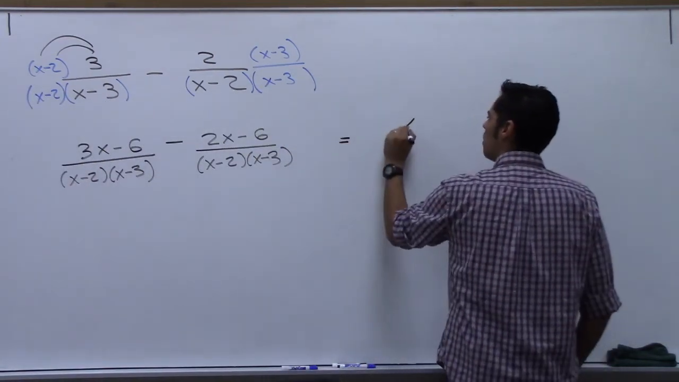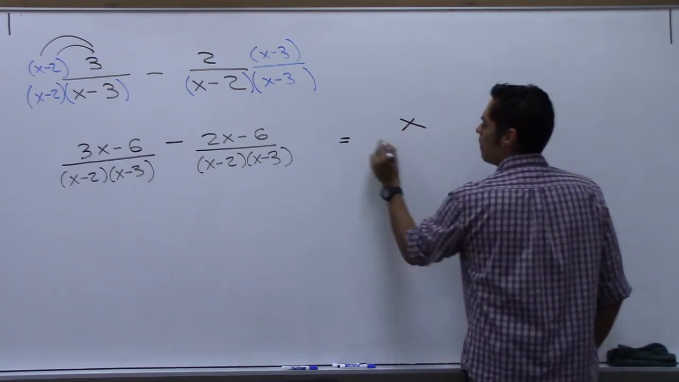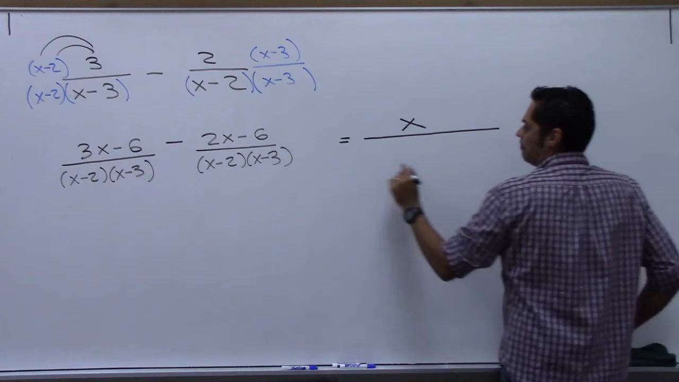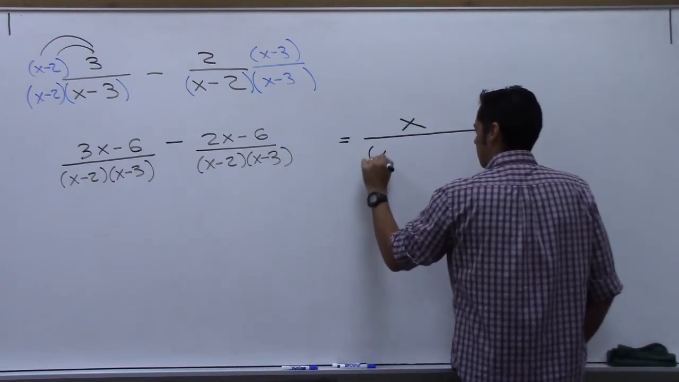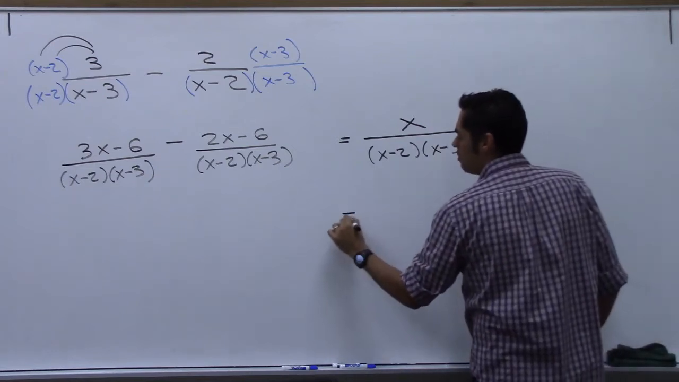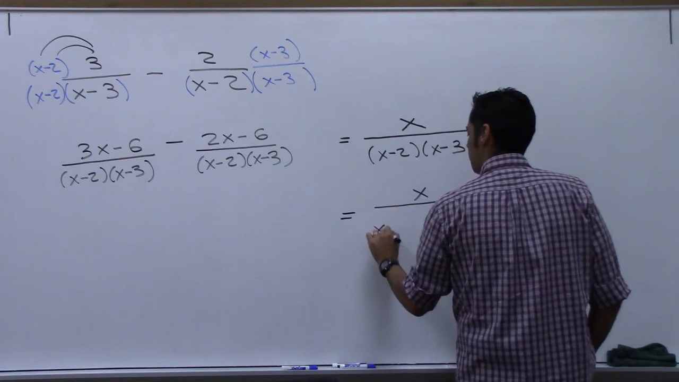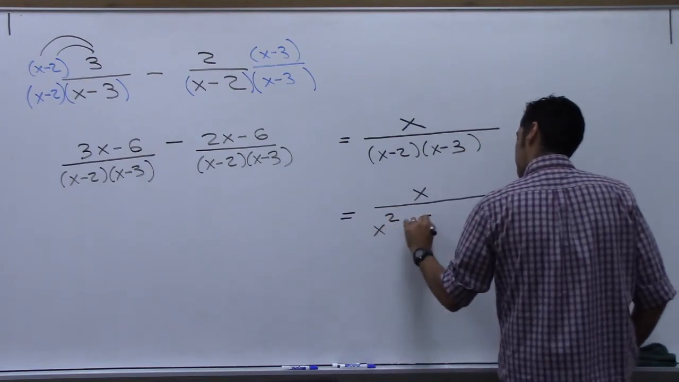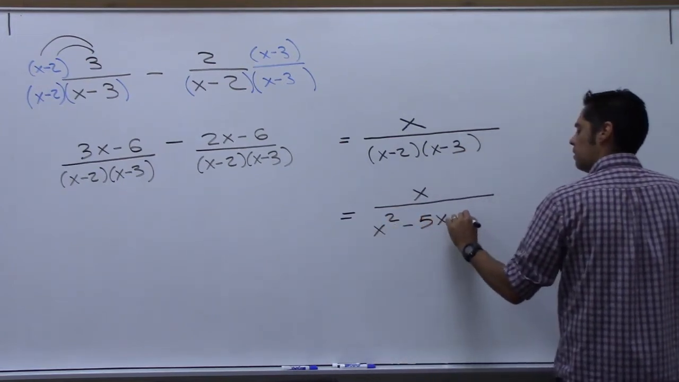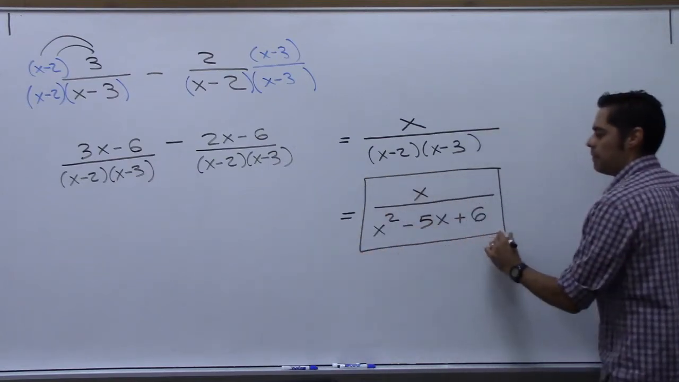Just an x is left on top, that's it? Yeah, just x on top and then x minus 2. And on the bottom, I wouldn't have to do this, but I could multiply those together. That'd be x squared minus 5x plus 6.